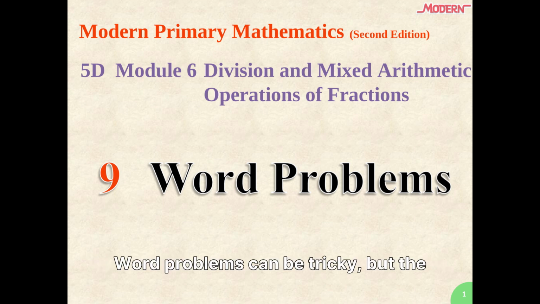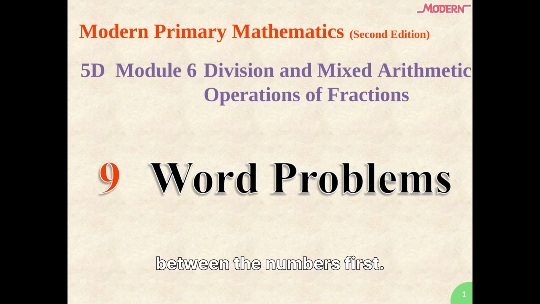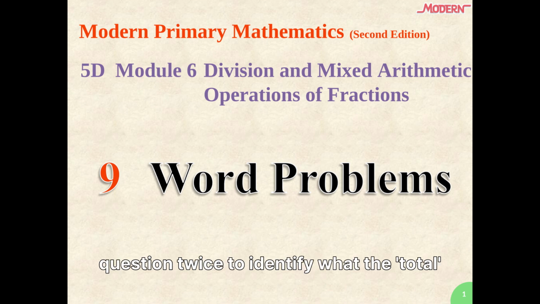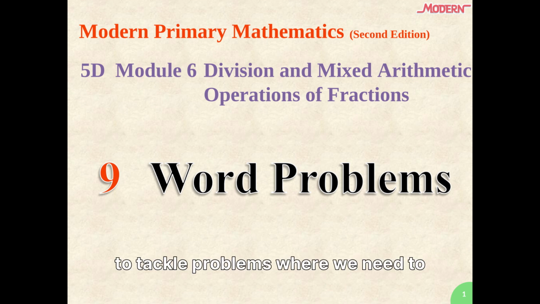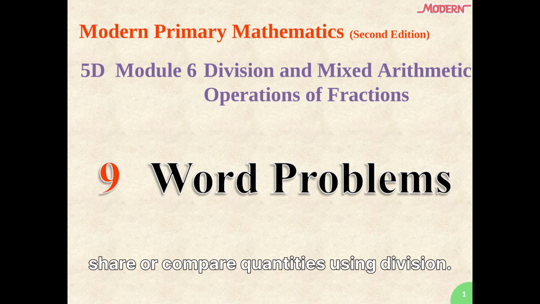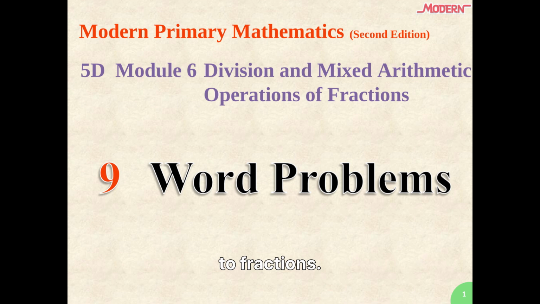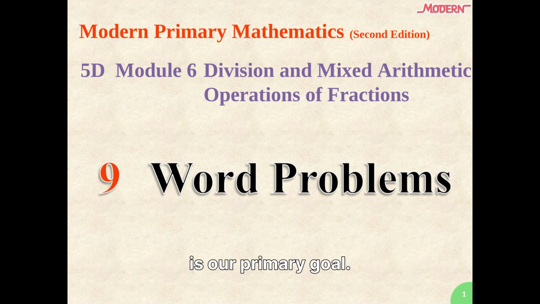Word problems can be tricky, but the thinking way is to find the relationship between the numbers first. My first know-how tip, always read the question twice to identify what the total and the part are. This is crucial for success. In this unit, we will learn how to tackle problems where we need to share or compare quantities using division. We'll start with simple division and move to fractions. Understanding the unit cost or unit capacity is our primary goal.